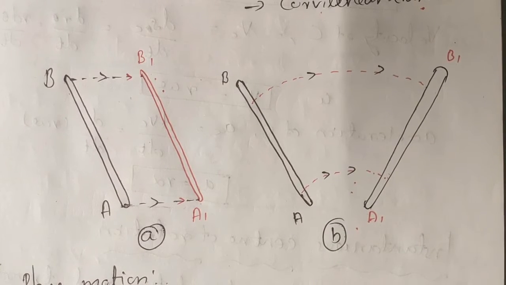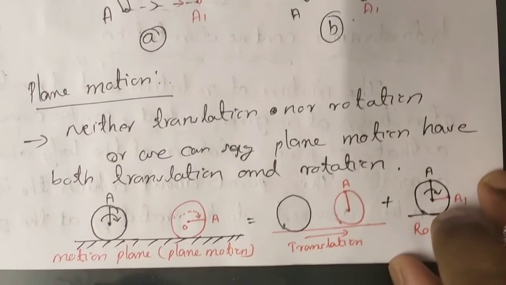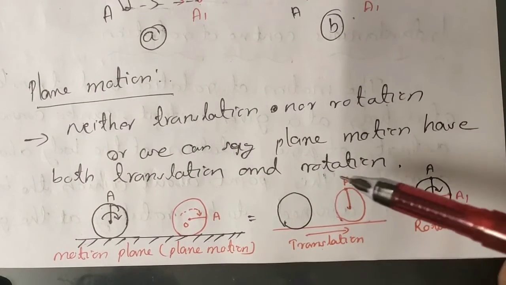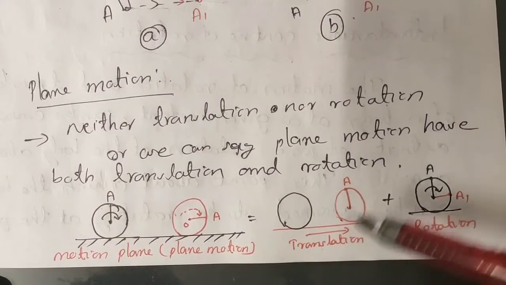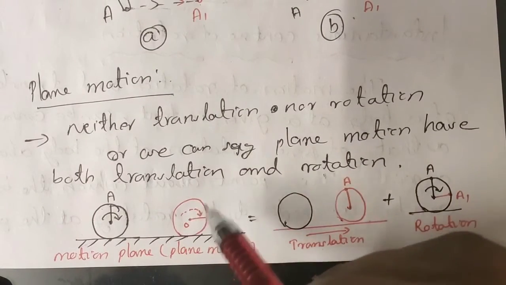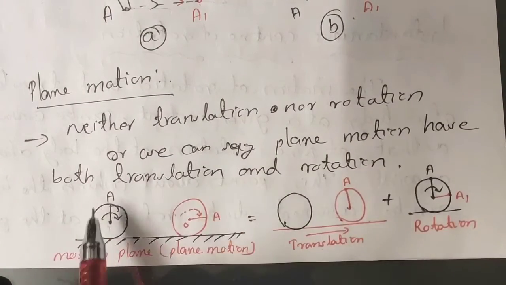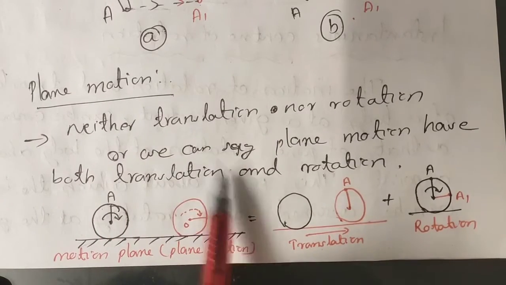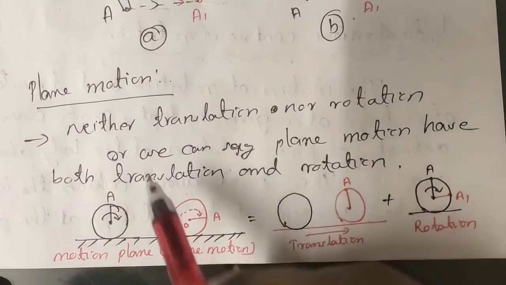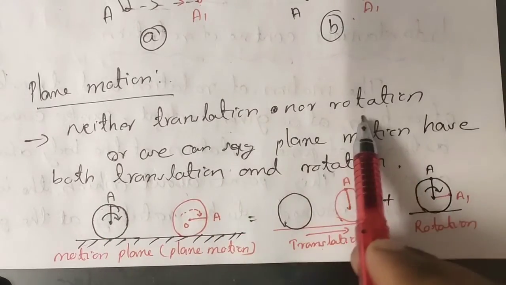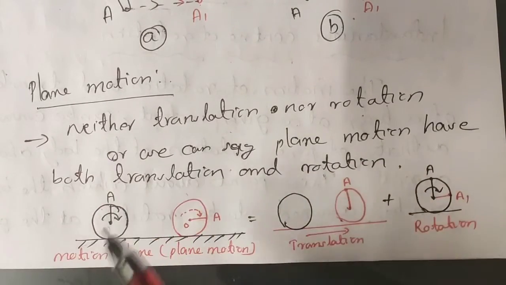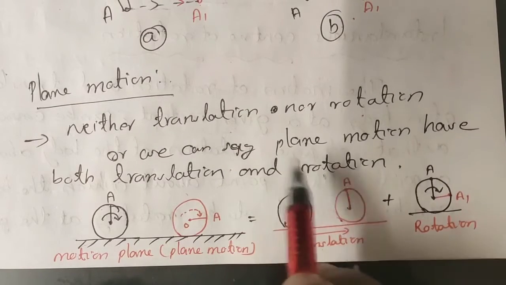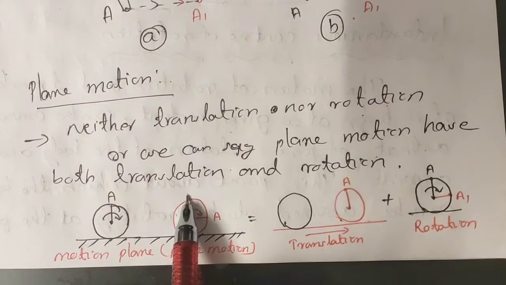Then come to the plane motion. Right now we are discussing rotation and translation. In plane motion we can see both: rectilinear translation and rotation. Other way we can say it is neither translation nor rotation. It's not a pure translation, it's not a pure rotation. It's both. We can say plane motion has both translation and rotation.